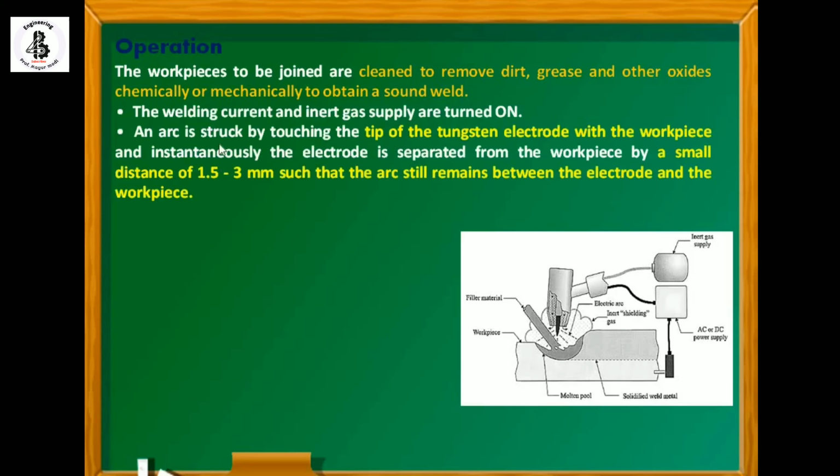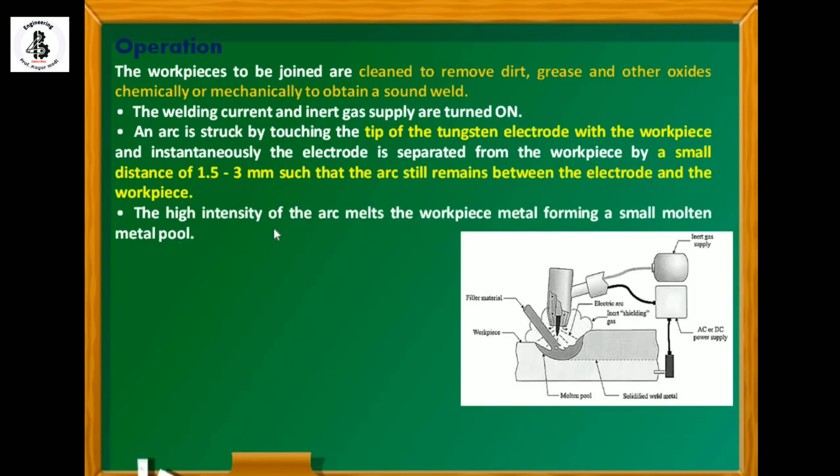An arc is struck by touching the tip of the tungsten electrode with the workpiece, and instantaneously the electrode is separated from the workpiece by a small distance, around 1.5 to 3 mm, and you need to control this distance such that the arc still remains between the electrode and workpiece. Then you generate the continuous arc to perform the welding operation.